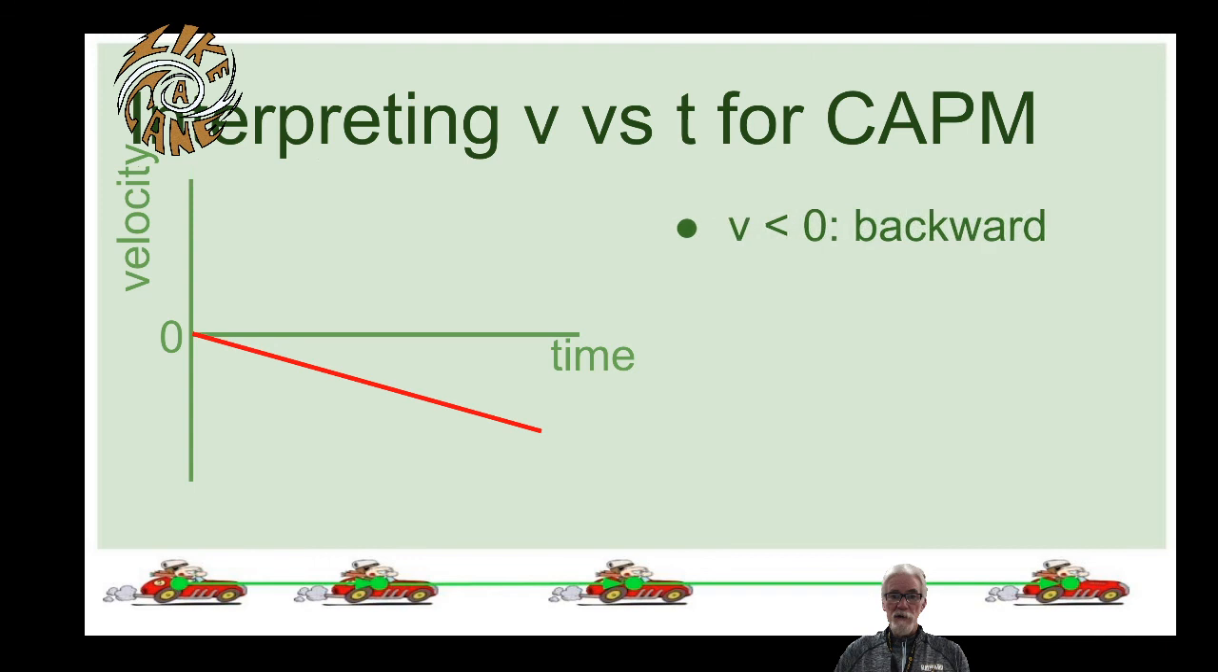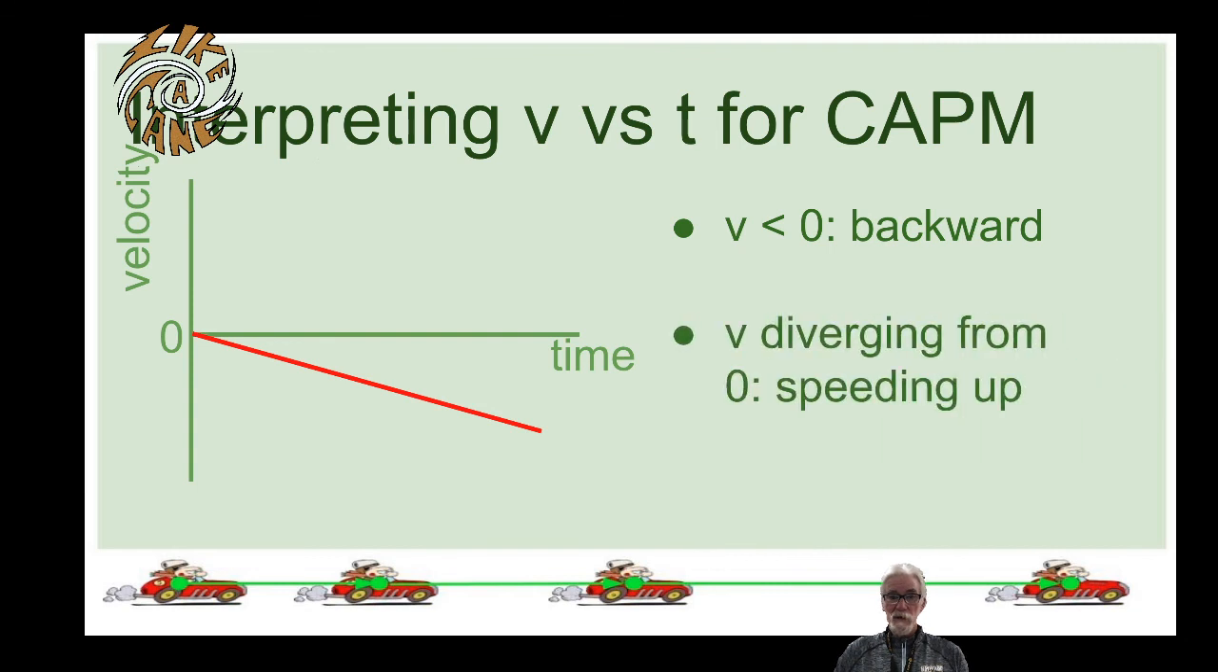Here we have an object that's going in the backwards direction. And the reason we know this is not because of the slope, but because all of the velocity points at all times are below the zero line. And velocity is diverging from the zero line, which means that this object is speeding up. So this is something that's going backwards and going faster as it does.